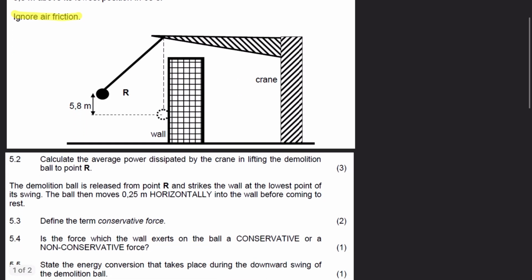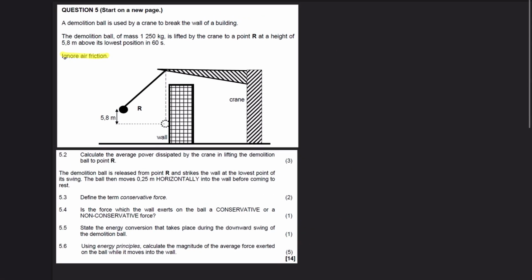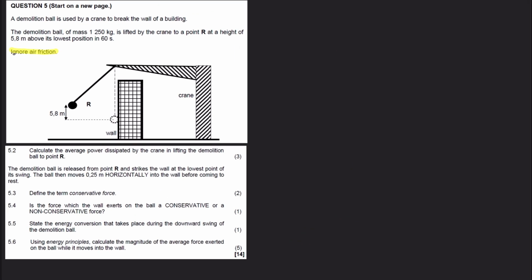5.2, calculate the average power dissipated by the crane in lifting the demolition ball to point R. So the formula to calculate average power, question 5.2, average power is equal to force multiplied by V average. What force are we going to use?